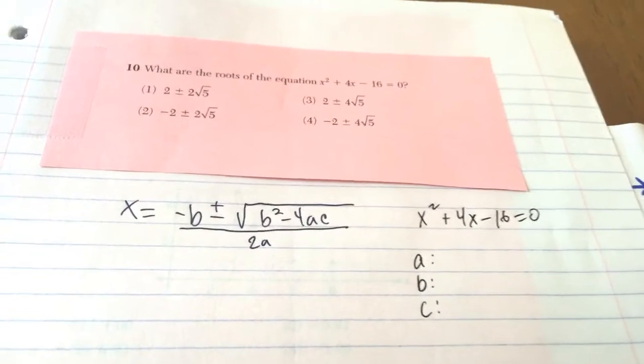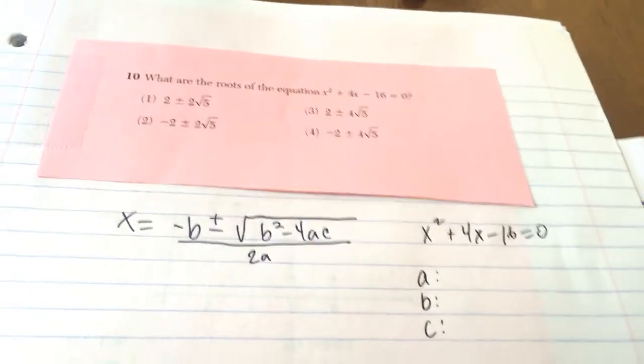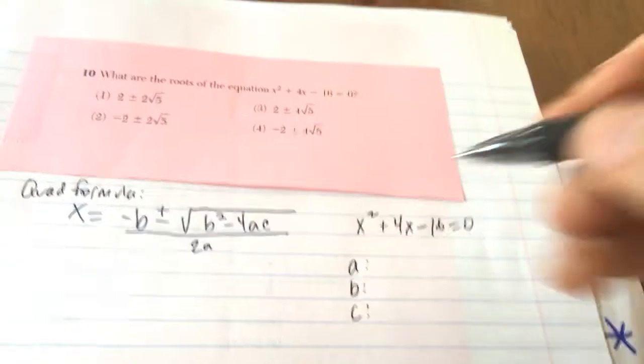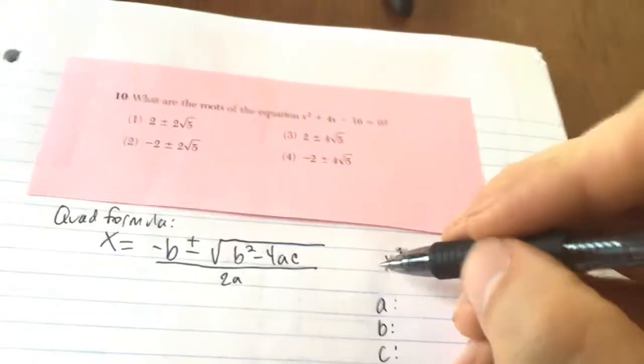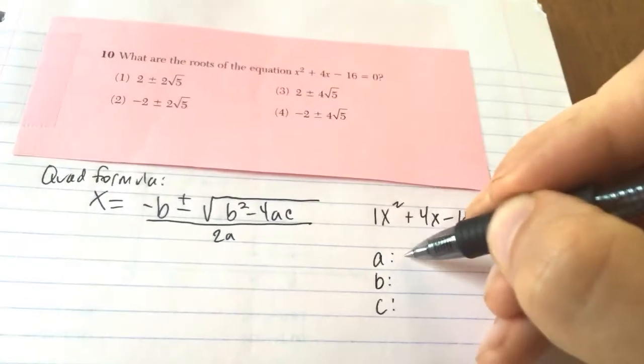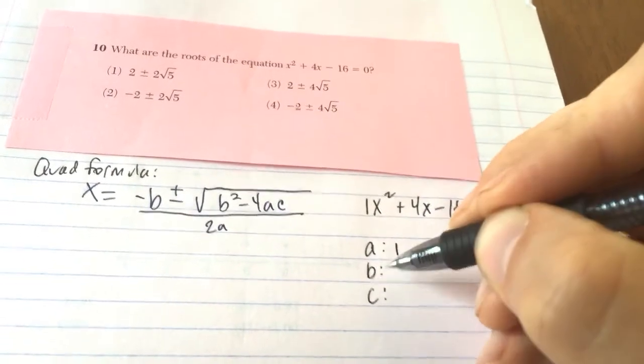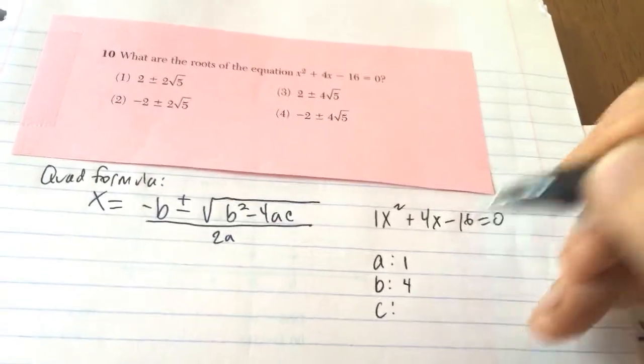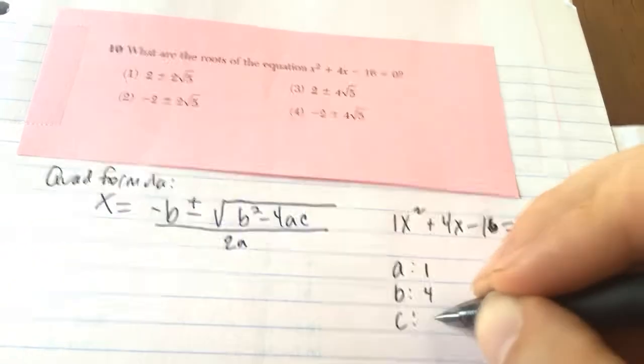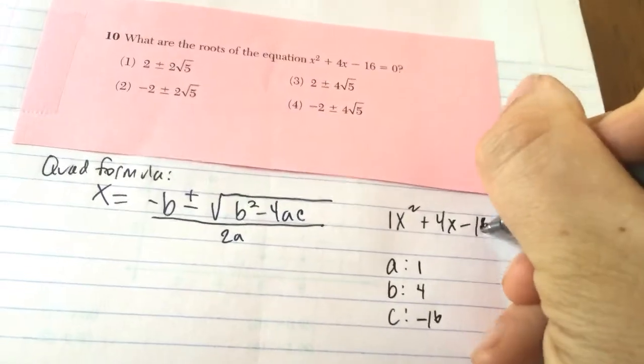Number 10, it looks like they want you to solve this using the quadratic formula. So here is my quadratic formula. This is the equation they want you to use. So I identify my a, b, and c values. A is the coefficient of x squared, so it's 1. B is your coefficient of x, so that's 4. Your c is, in this case, negative 16.